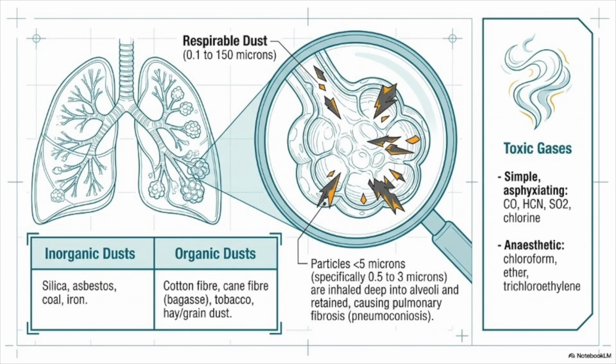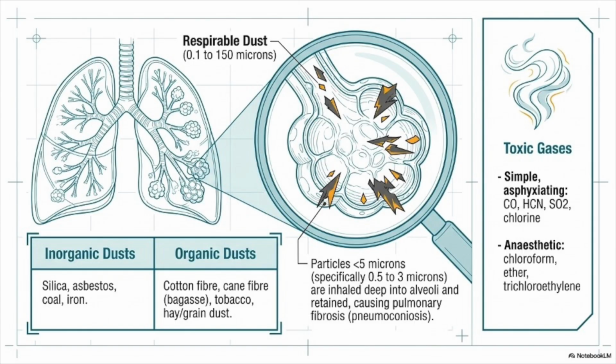Inorganic dust includes silica, coal, asbestos, and iron dust, while organic dust includes cotton dust, bagasse, grain dust, and wood dust. Long-term inhalation produces chronic lung diseases known as pneumoconiosis. Different occupational dusts produce different diseases. Silica dust causes silicosis. Asbestos fibers produce asbestosis and increase the risk of mesothelioma. Coal dust causes coal workers' pneumoconiosis.